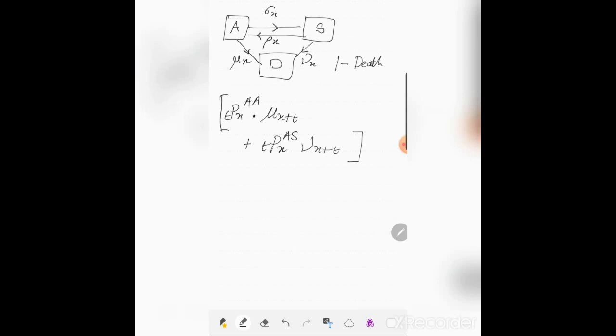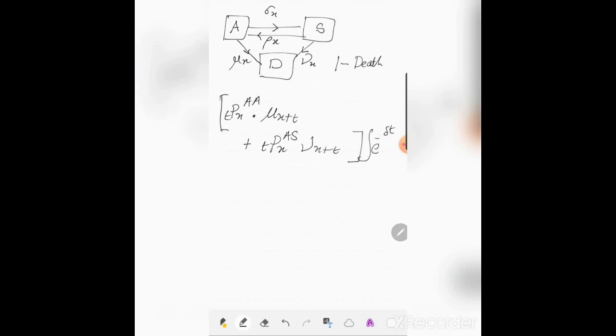This is the expected value, and I'm finding the present value, so I have to multiply this whole thing by e to the power minus delta t. So this is the present value. So we need to integrate this, with e to the power minus delta t. So this whole thing will give me the expected present value of the death benefit. Right.